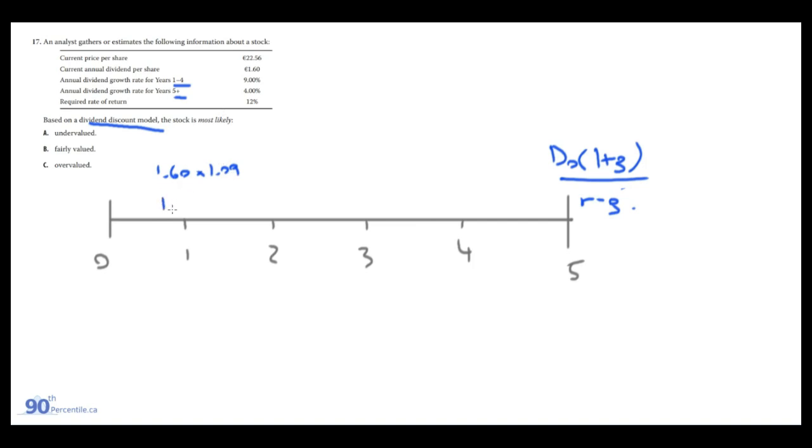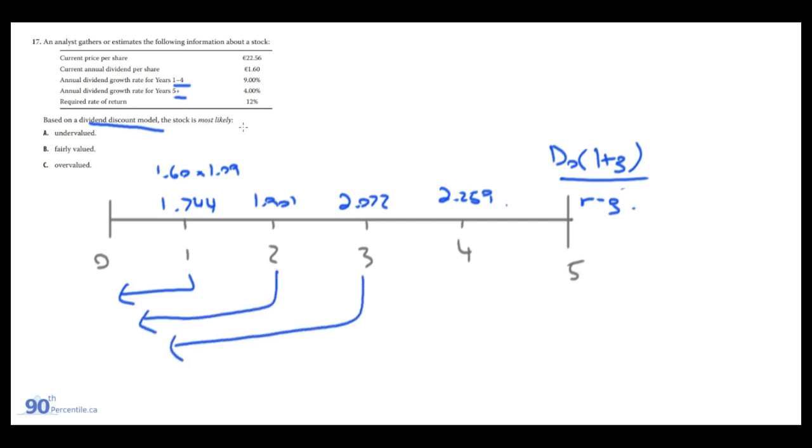And we get 1.744. And then this 1.744 times 9%, or growing at 9%, is 1.901. And then we get 2.072. And then we get 2.259. So now we have to discount all of these back to today using the 12% required rate of return.